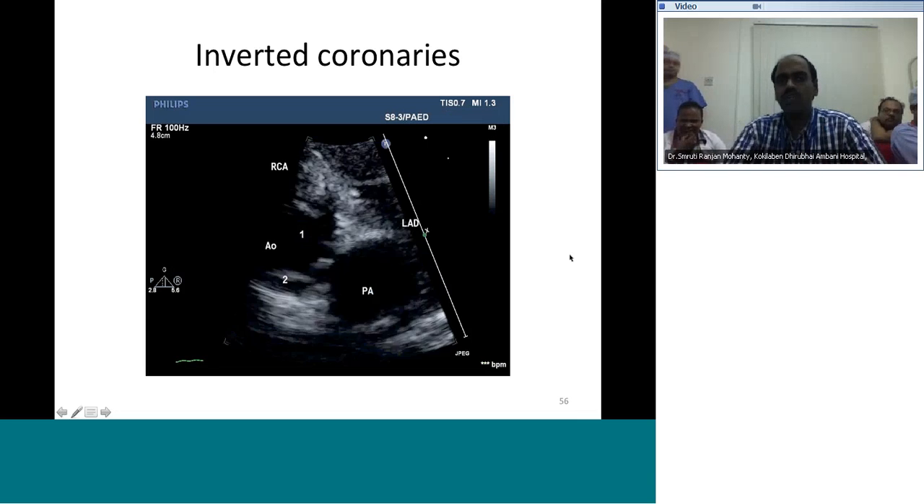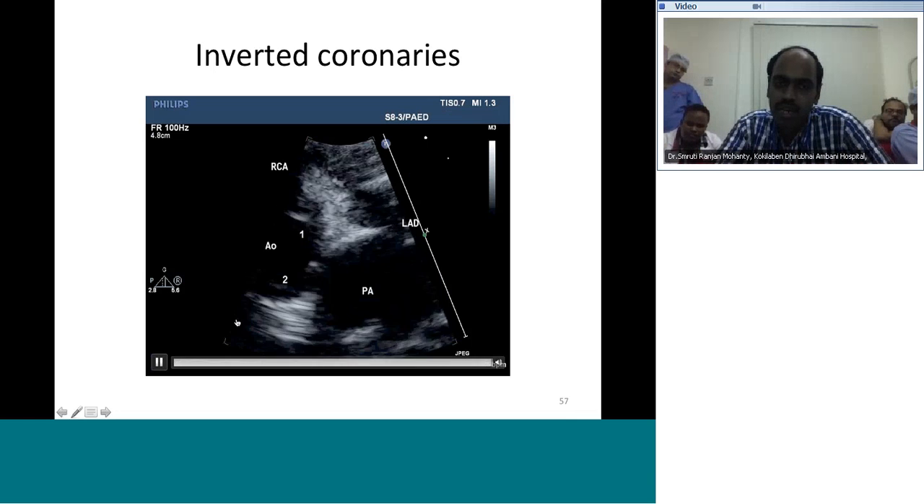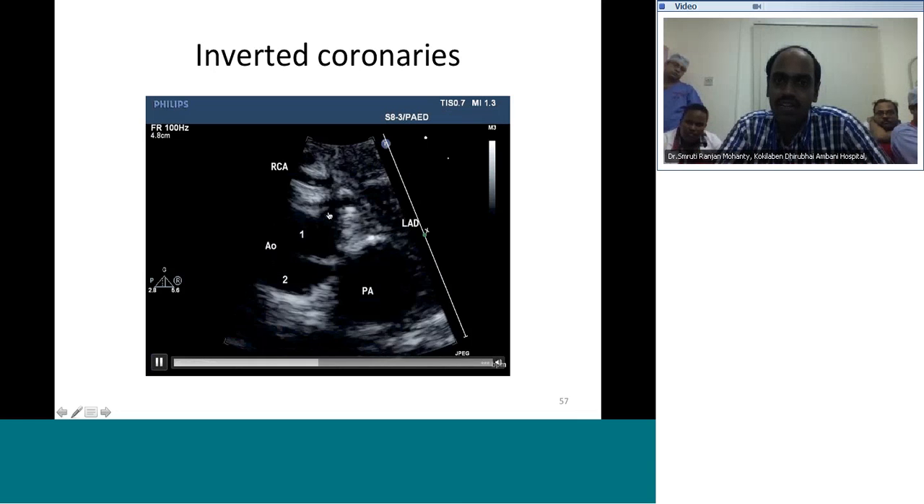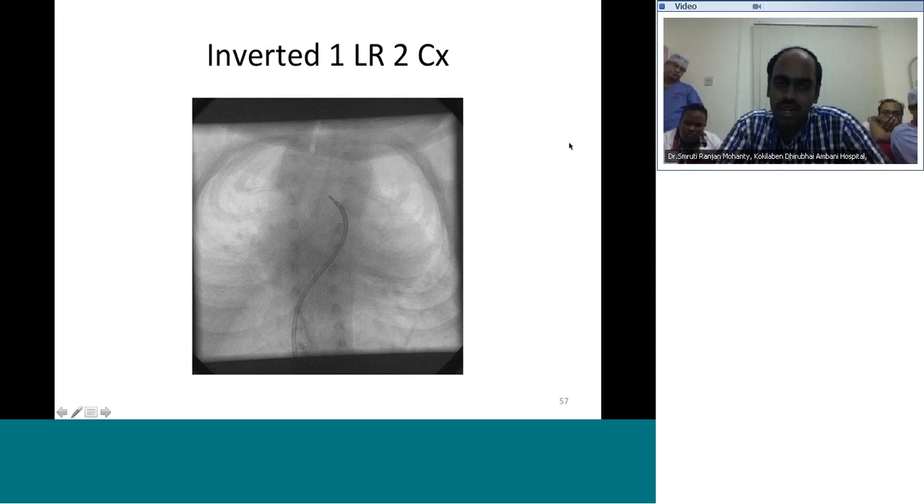What is an inverted coronary artery? Normally you are supposed to have the right coronary artery from the right-facing sinus and the left coronary artery from the left-facing sinus. Imagine that the right coronary artery is arising from the left side and the left is arising from the right, then it's called an inverted coronary. So this is an example of an inverted coronary.